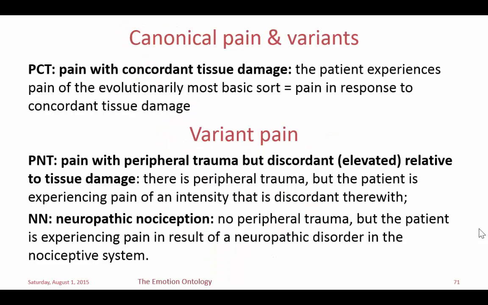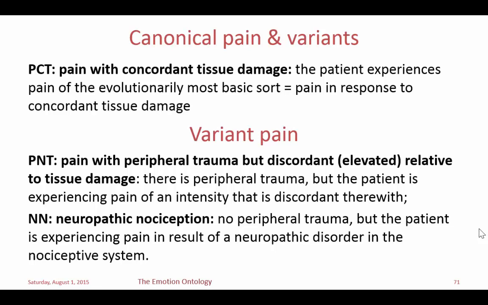That's the case of pain with concordant tissue damage. So the pain is as strong as the tissue damage, as it were. If the tissue damage were weaker, the pain would be weaker. So there's a coordination. And then there are variant pains where you could have a discordant level of tissue damage. So there is trauma, there is tissue damage in the place where you think the pain is being felt. Of course, it's always being felt in your brain, in fact. You think it's being felt in your finger. Here, the patient is experiencing pain, but it's either too low in intensity to match the trauma, or it's too high in intensity to match the trauma.